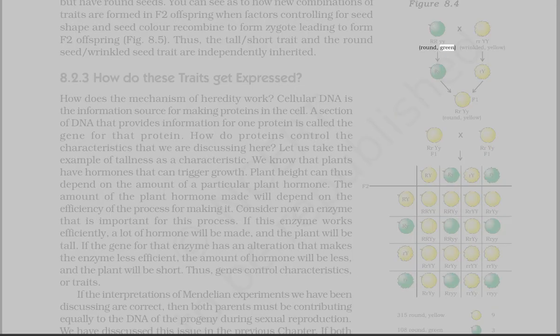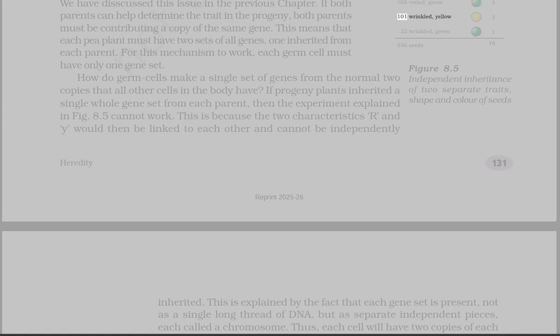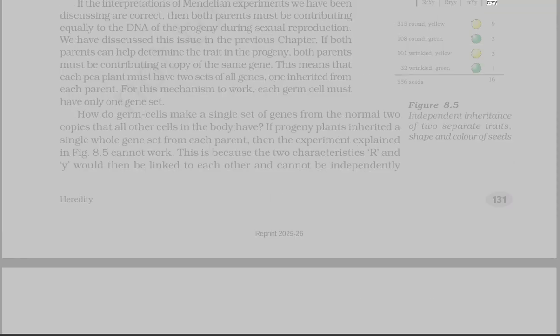RRYY, round, green, crossed with RRYY, wrinkled, yellow. F1: RRYY, round, yellow, crossed with F1 RRYY, round, yellow. F2: RRYY. The results: 315 round, yellow; 108 round, green; 101 wrinkled, yellow; 32 wrinkled, green. Total 556 seeds.